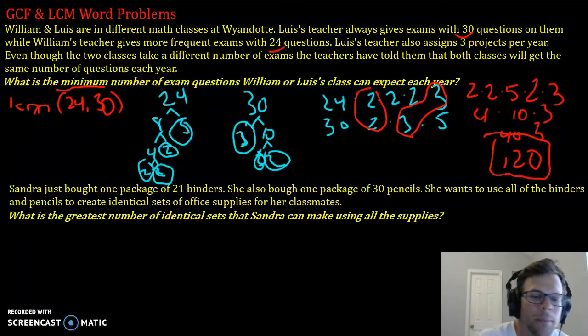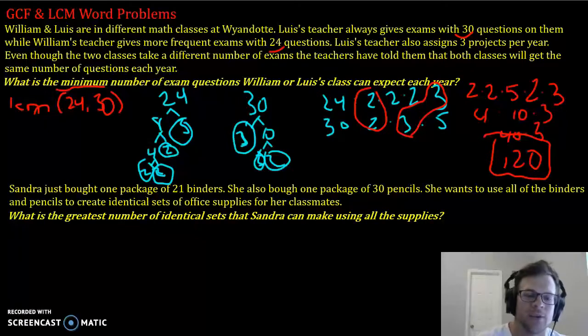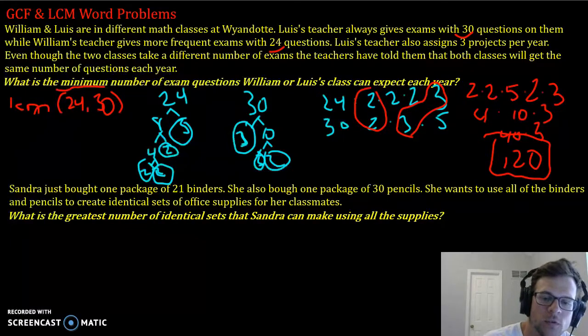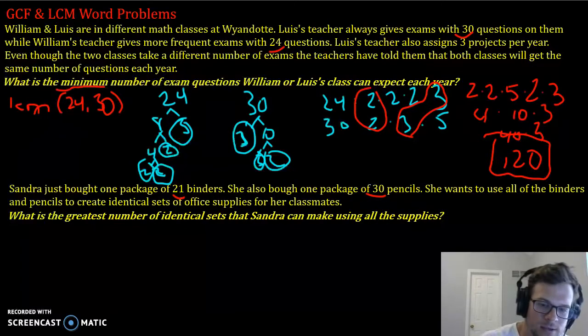Sandra just bought 1 package of 21 binders. She also bought 1 package of 30 pencils. She wants to use all the binders and pencils to create identical sets of office supplies for her classmates. What is the greatest number of identical sets that Sandra can make using all of the supplies? So relevant information is the number of 21 binders and 30 pencils. She wants to use 1 pencil per binder as a set of these supplies for her classmates. And the key word right here in our question is greatest number of identical sets.